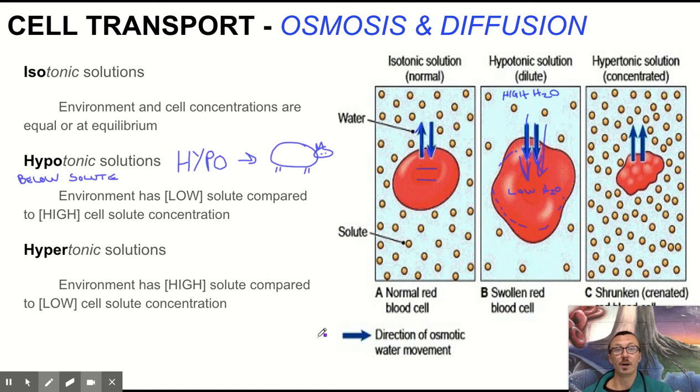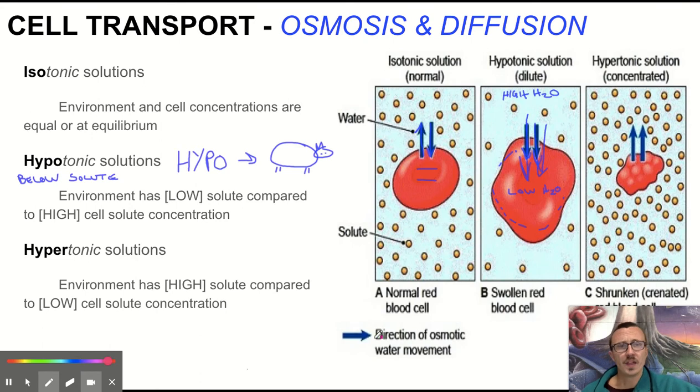So I think hypo, if I take a cell and I place it into a hypotonic solution, that means that environment or that solution has way more water, or a higher concentration of water, than inside the cell, and the water will come rushing inside of the cell and cause it to swell up.